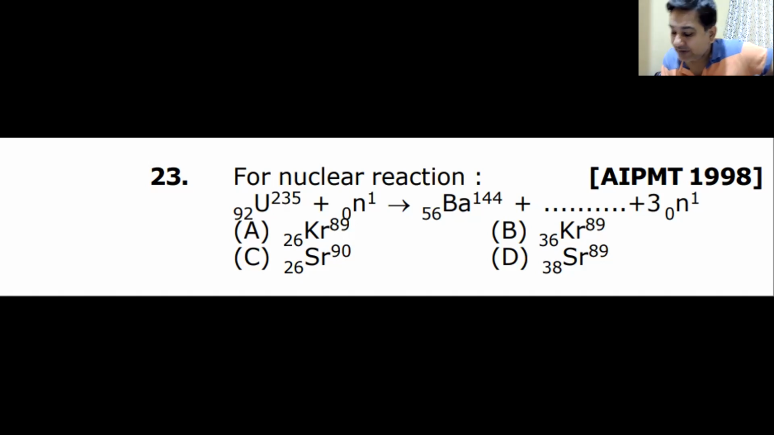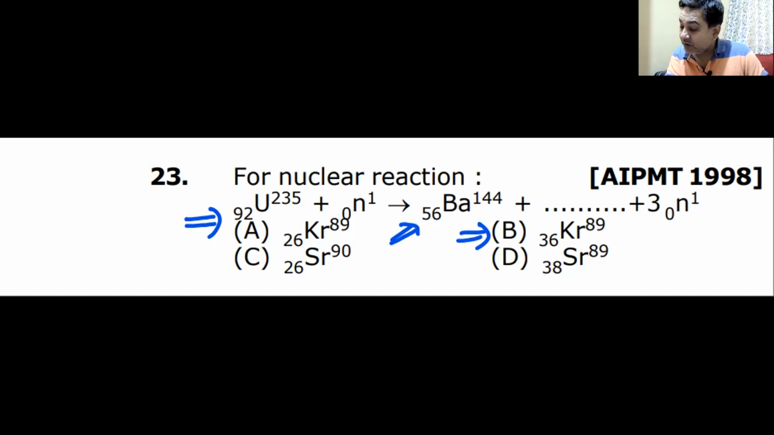Yes, sir. Atomic number here is 92 on the left hand side, and on the right hand side we have 56, sir. So what will be coming as the atomic number? That gives us the answer. Yes, sir, or no, sir? 36, and only one option is 36, sir. So the answer is what option? It is B, sir. Answer is B. Do we understand this? Yes, sir.